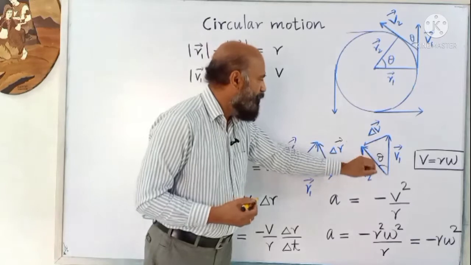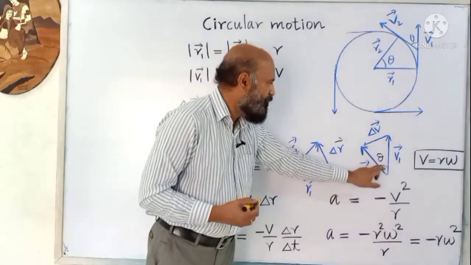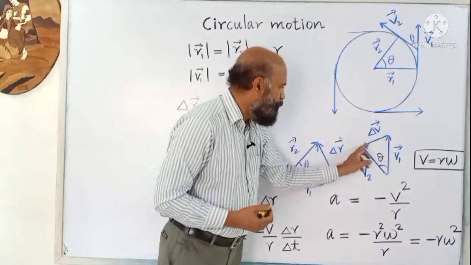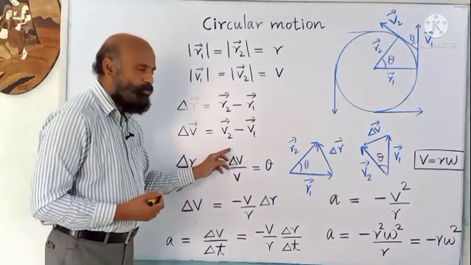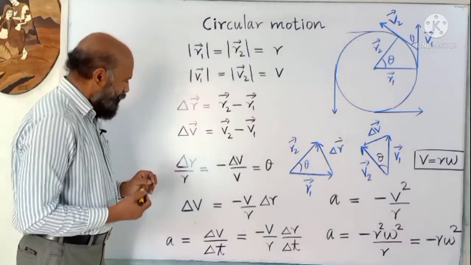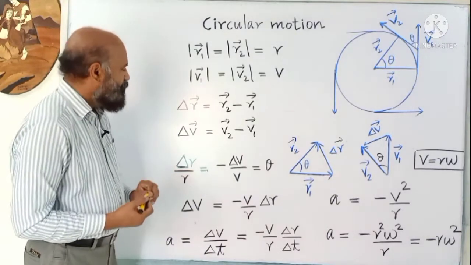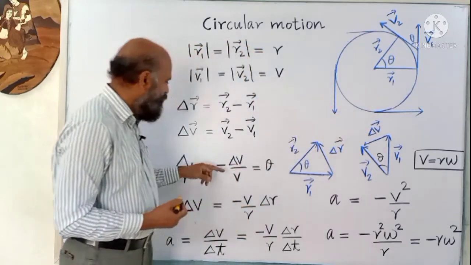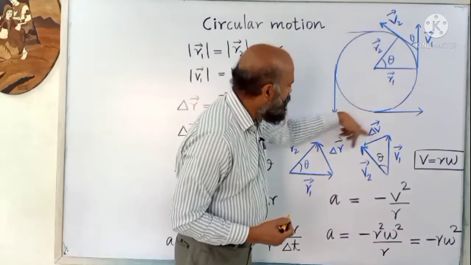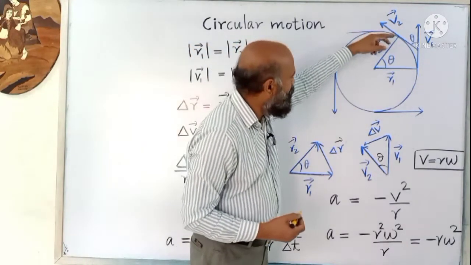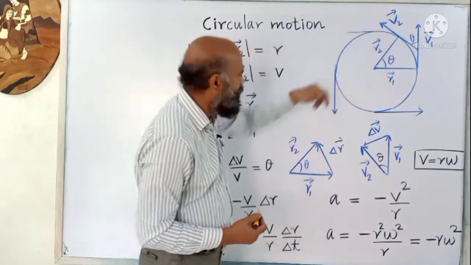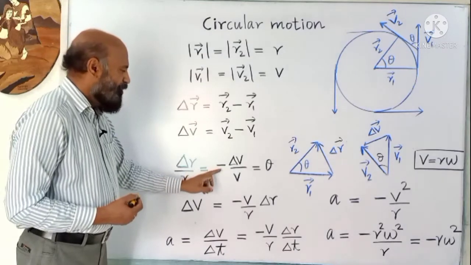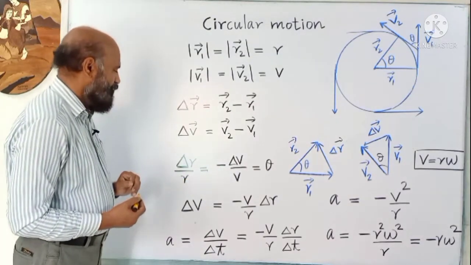Similarly, here also theta can be written as delta V by V. So here only magnitude is enough. This negative sign is because delta V is directed towards the center. See this, delta V is directed towards the center. That's why here there is a negative sign.